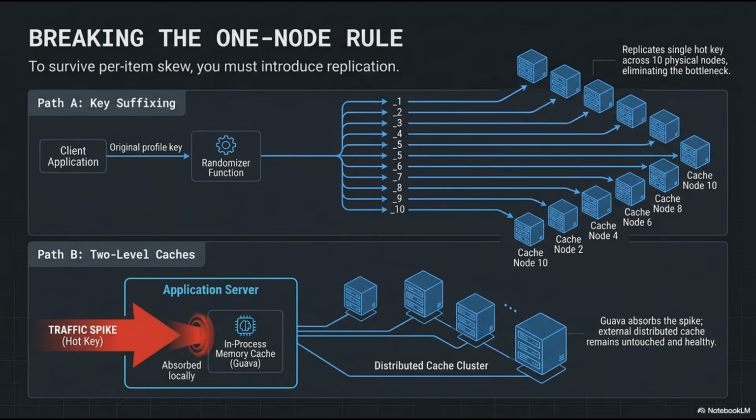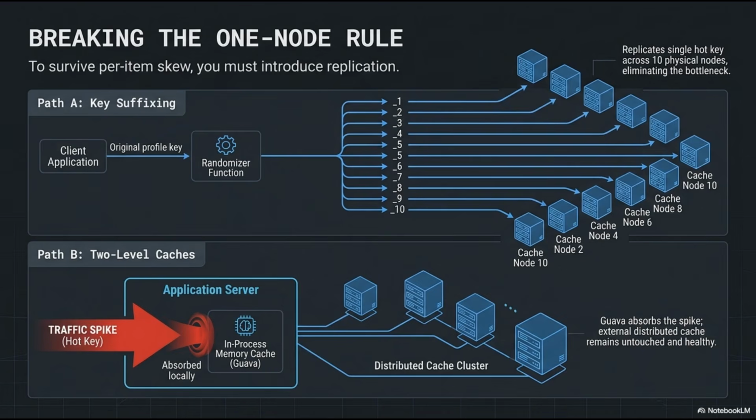Well, we have to break the rule that it only lives in one place. The standard mitigation for a hotkey is replication. You append a randomized suffix to the key name. Oh, okay. Instead of writing the profile object to user profile 123, you write it to user profile 123 underscore 1, underscore 2, underscore 3, all the way to, say, underscore 10.